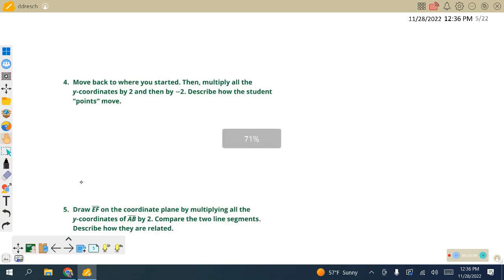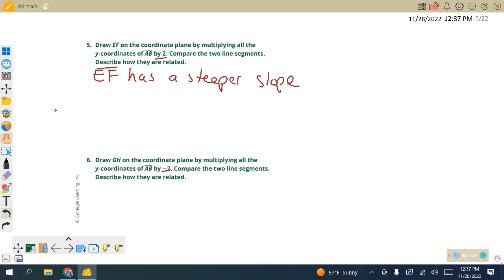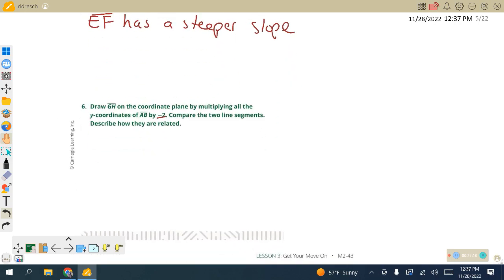All right, so on that page, compare the two line segments. So that first one we did, we multiplied by 2. We said the EF has a steeper slope, okay? It now had a steeper slope. So that was that EF, that yellow one I created. And then we multiplied by -2. And what did that do? It went from increasing to decreasing. And in geometry, in math we call that a reflection.